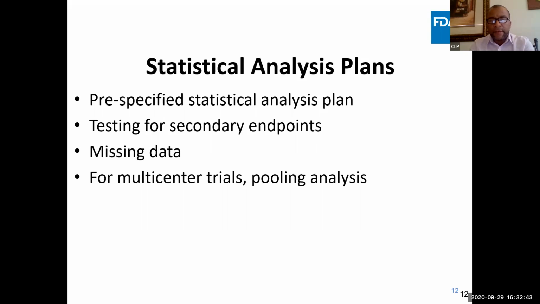We also take very seriously a statistical analysis plan that clearly identifies how the data will be analyzed at the completion of the study. Again, an aspect of device development that should be discussed early in the process, preferably before the study is even conducted.